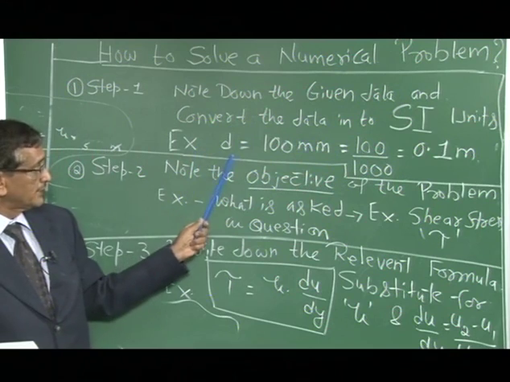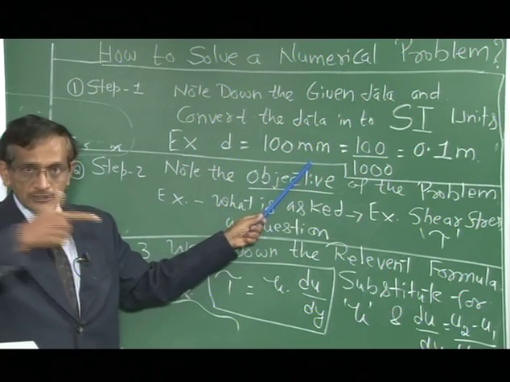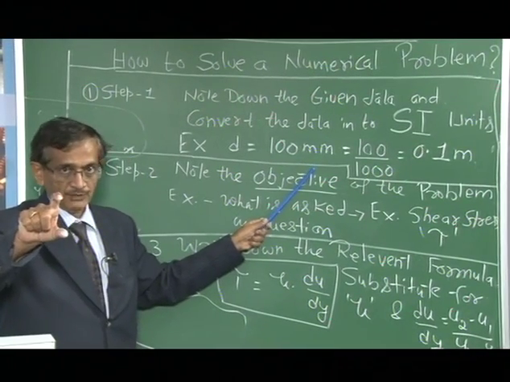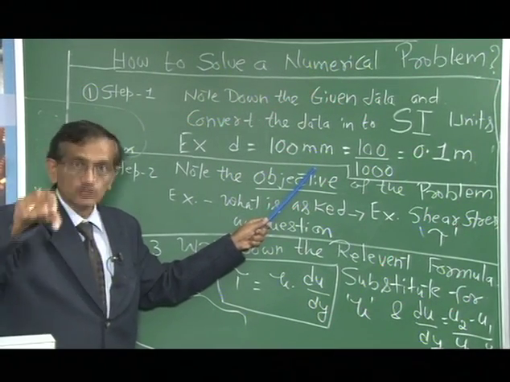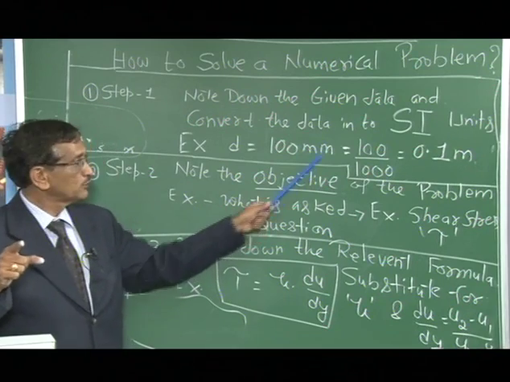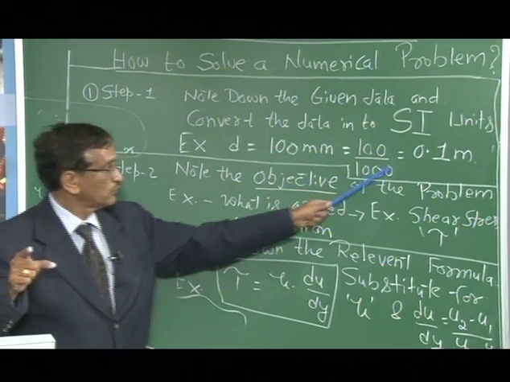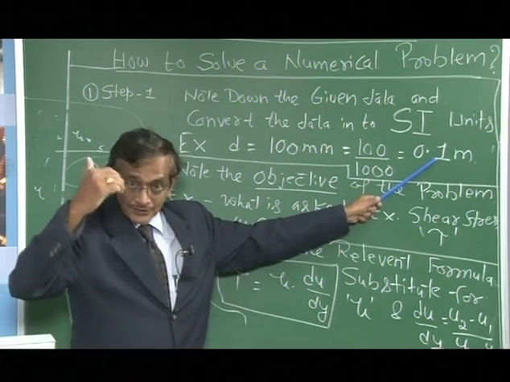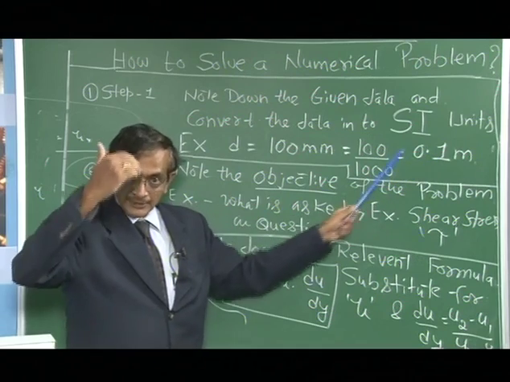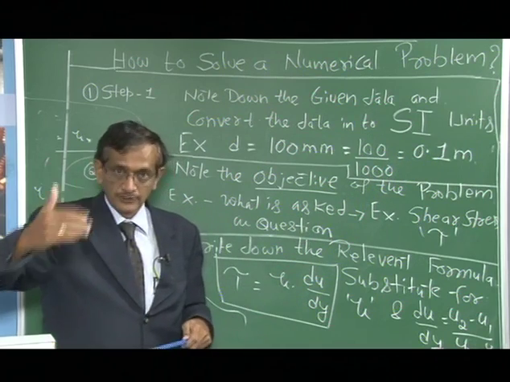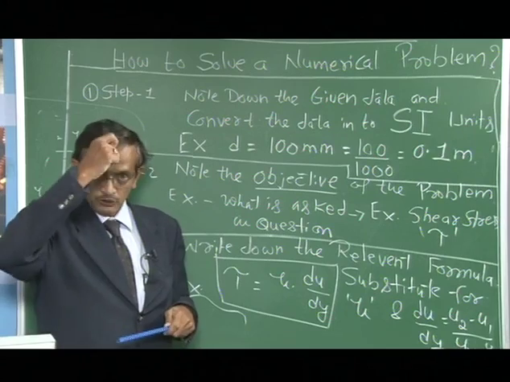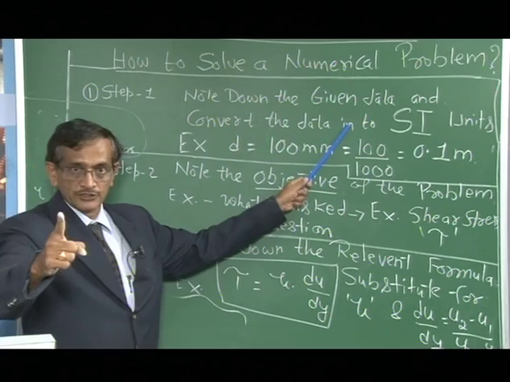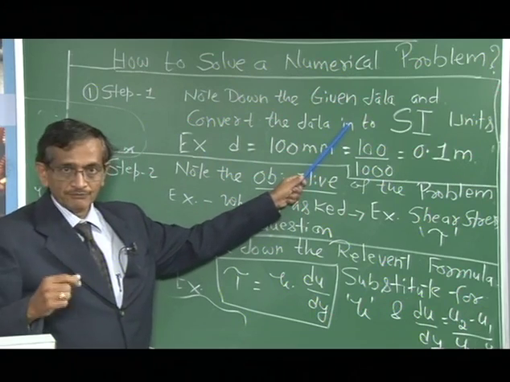Example, say diameter is given as 100 mm. I think we have just now done a numerical, if you remember. Diameter is given as 100 mm of a pipe. I want to solve this numerical, but first I have to divide it by 1000 to convert it to 0.1 meter. That will be actually in SI system. Is it okay? So, like that, whatever number of variables are given in the problem statement, you note down, and one by one you convert the data into SI units. This is the step number 1. Is it okay?